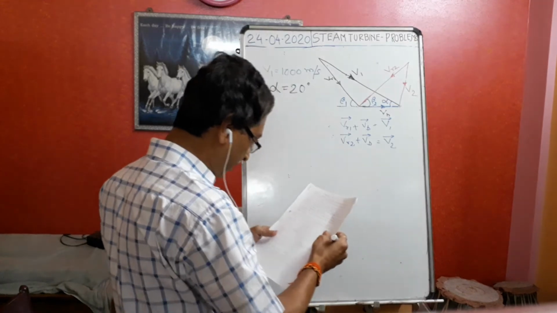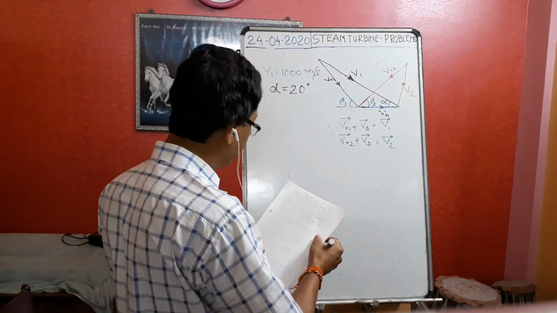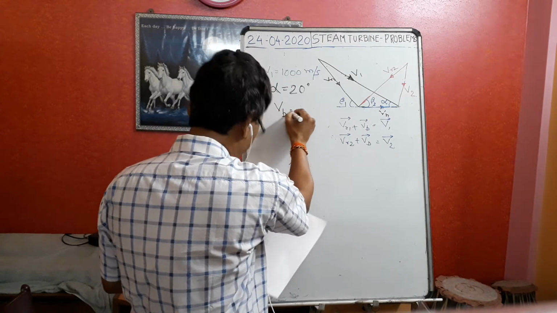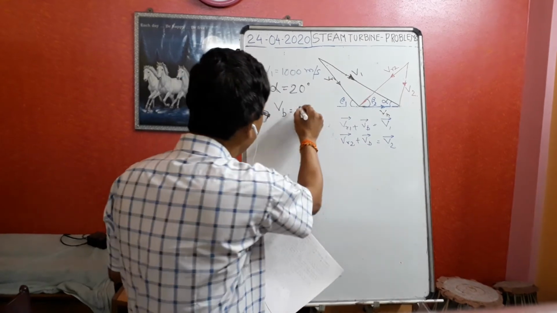The mean peripheral velocity of the blade, that is VV. What is VV? VV is 400 meter per second.